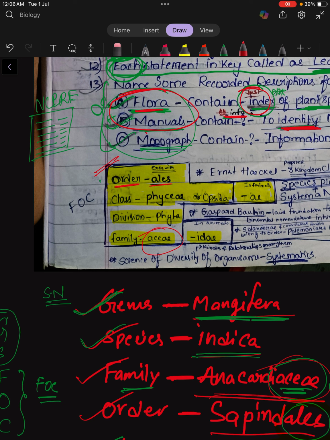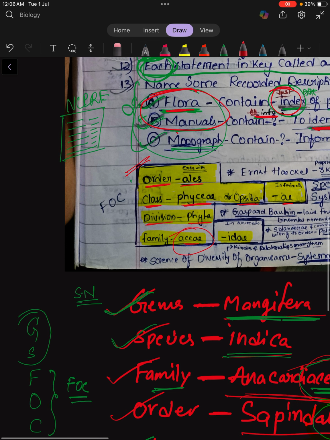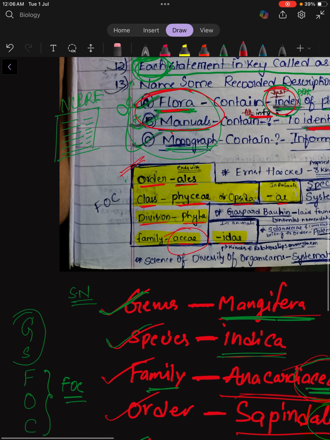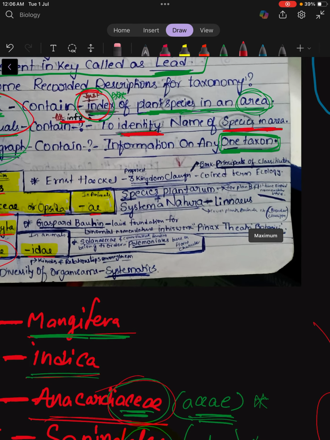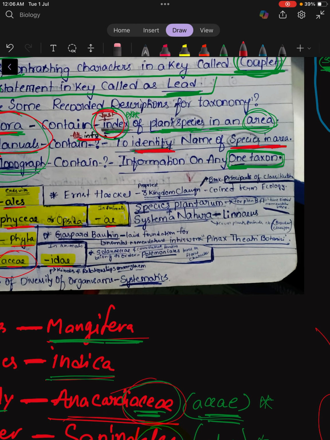Order ends with -ales, class ends with -phyceae or -opsida. In animals, class ends with -ae. And for division, they end with -phyta. Family ends with -aceae. In animals, it's -idae. So some important points which are missing in NCERT are enlisted here.